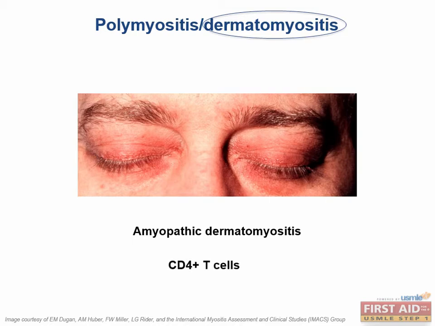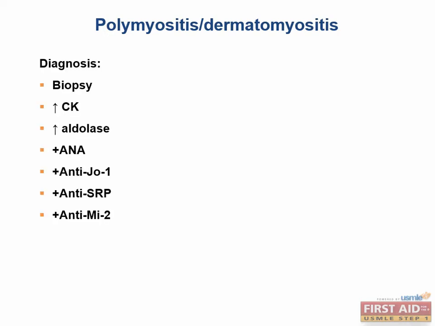Dermatomyositis muscle cell injury is induced by CD4 positive T cells. In a biopsy, you'll see perimysial inflammation and atrophy. Okay, so which would you rather, dermatomyositis or polymyositis? I'd probably pick polymyositis because there's no rash, and also dermatomyositis can be associated with underlying malignancy.